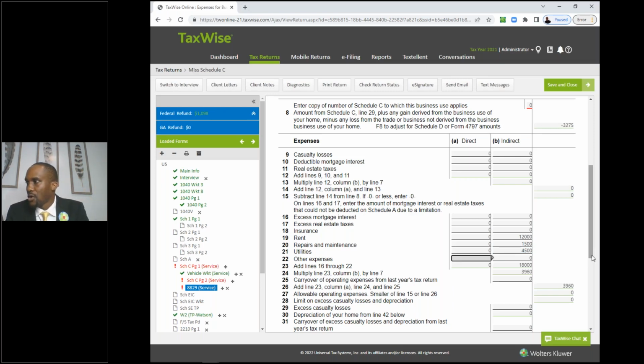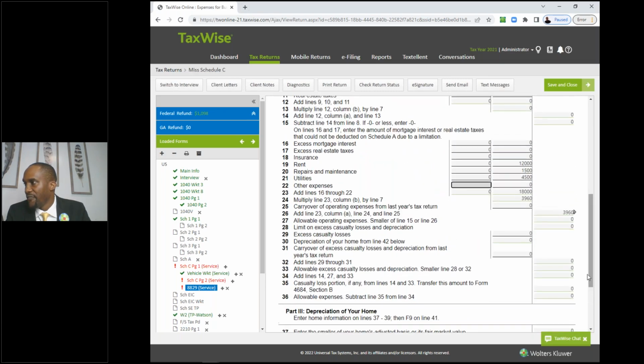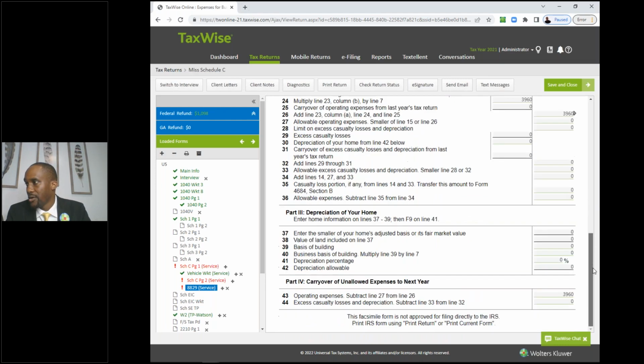So all together, 22% of all these items added up allows her to take a tax deduction of $3,960. But wait a second, the business has a loss. So since the business has a loss, what's going to happen? Let's come down over here. You'll see you have a carryover. So that deduction is going to carry over to next year.